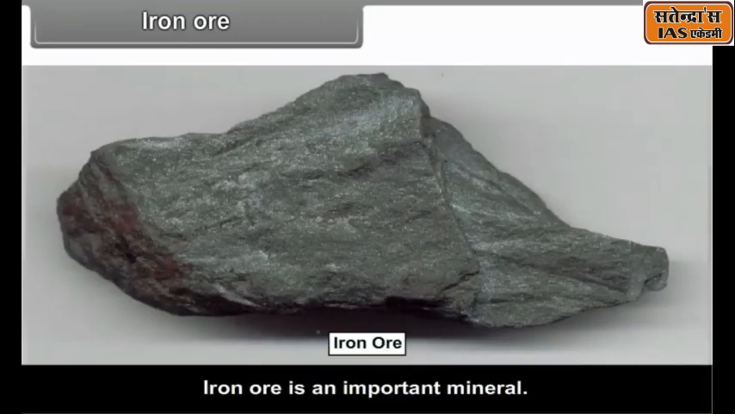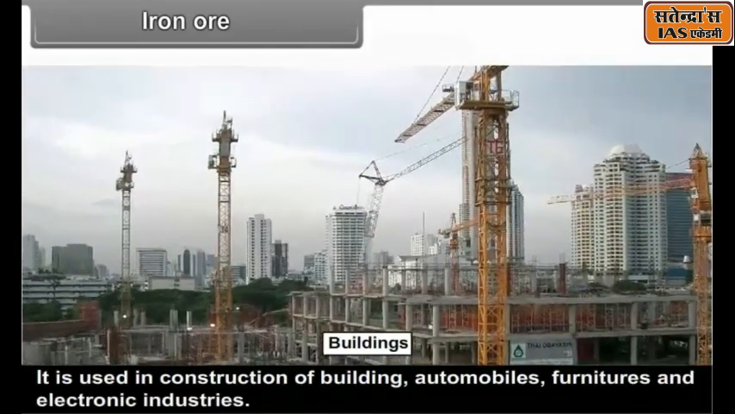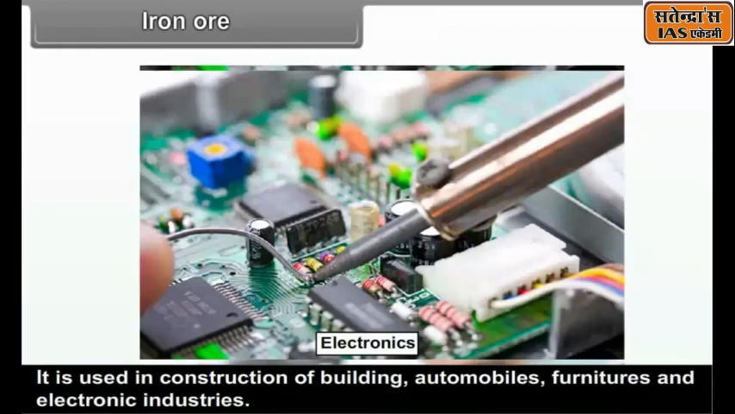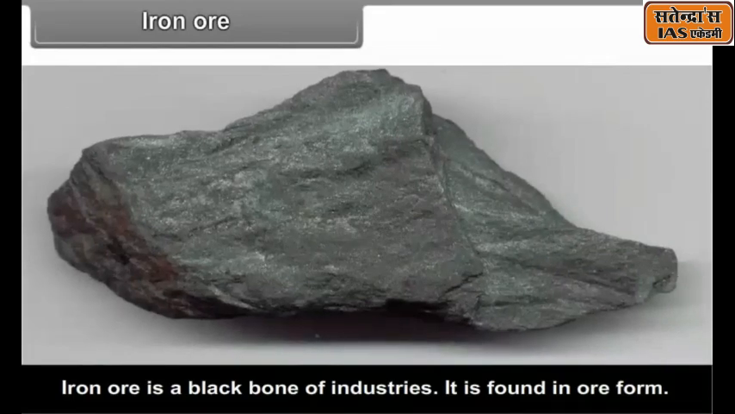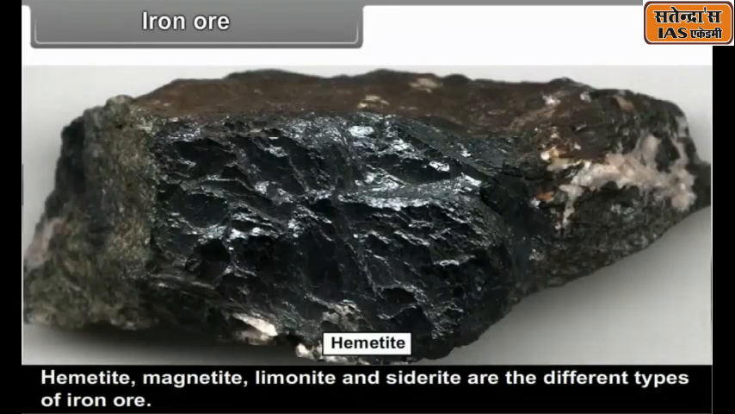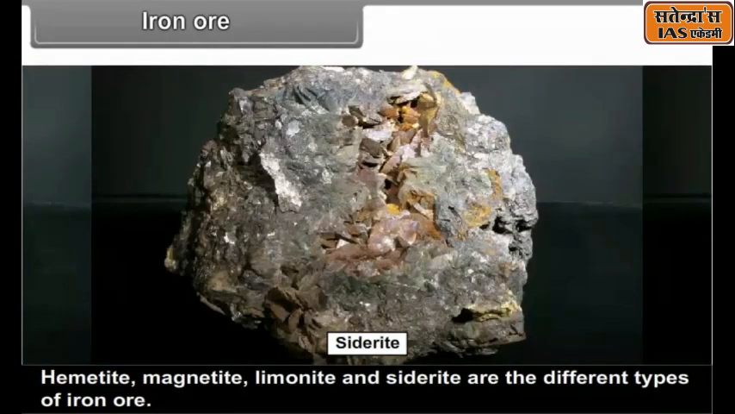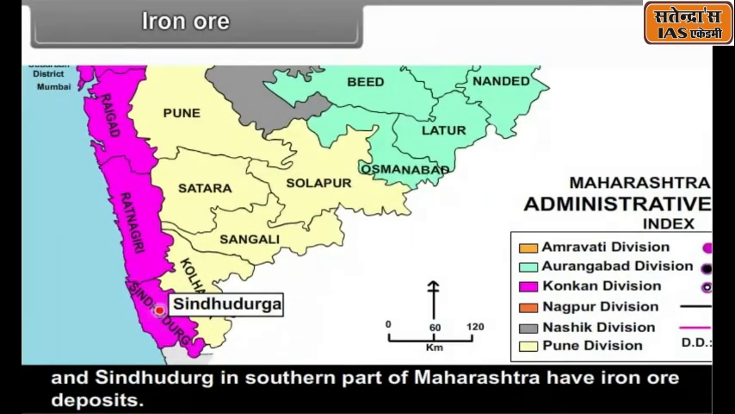Iron ore. Iron ore is an important mineral. It is used in the construction of buildings, automobiles, furniture and electronic industries. Iron ore is the backbone of industries. It is found in ore form. Hematite, magnetite, limonite and siderite are the different types of iron ore. Chandrapur, Gadchiroli, Gondia, Nagpur in the eastern part of Maharashtra and Sindhudurg in the southern part of Maharashtra have iron ore deposits.